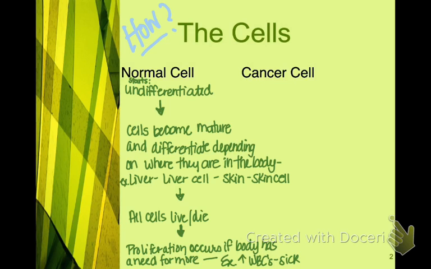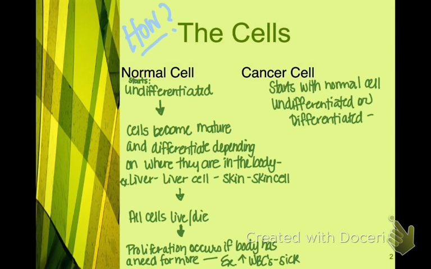What makes the cancer cells abnormal? We're about to talk about that. So, with cancer cells, it starts with a normal cell. They can be undifferentiated or differentiated. But the cancer cells invade the cell wall boundaries and multiply and spread.